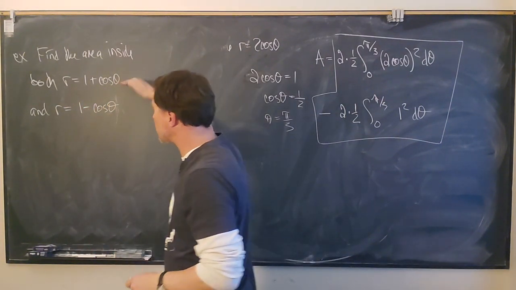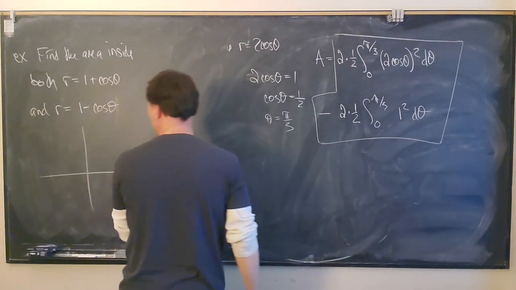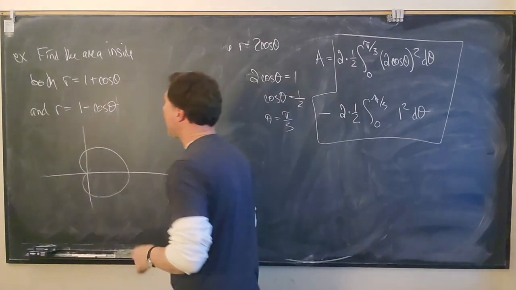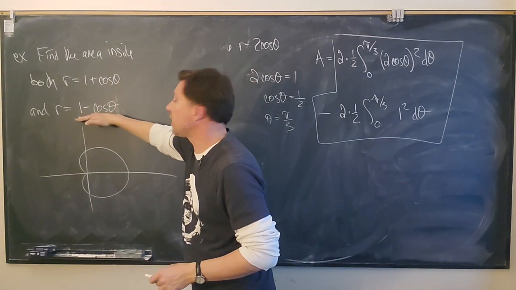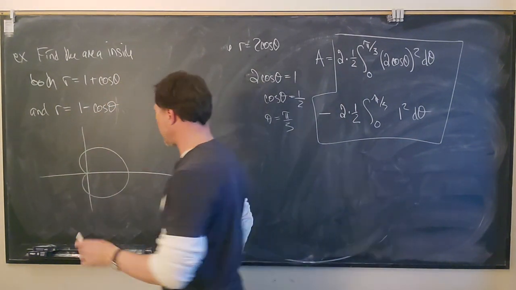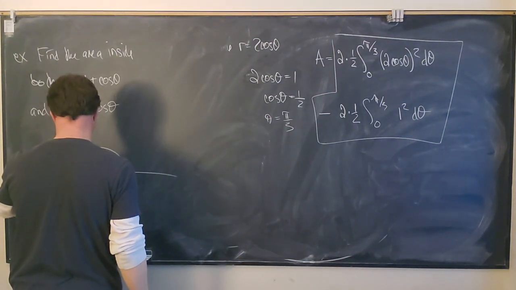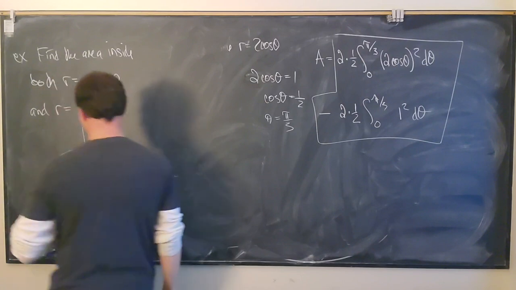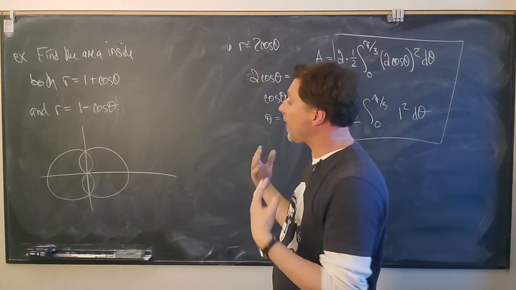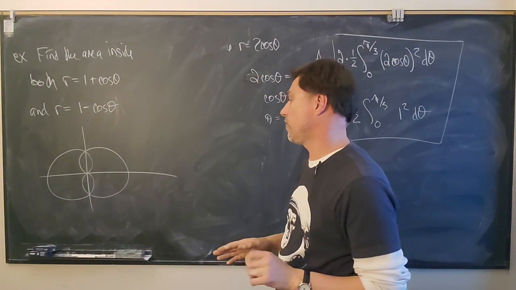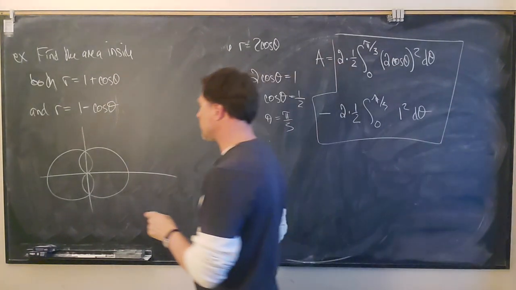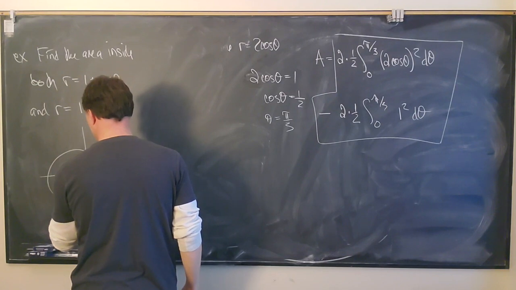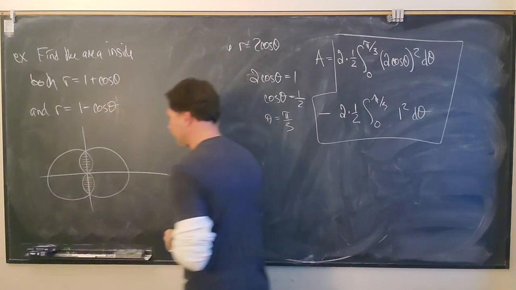Now, we've seen this one right here, r equals 1 plus cosine theta. That's the cardioid that goes like that. And you can check, this one's fairly easy to see. It's a cardioid that opens in the opposite direction. So it's just another heart like that. And so now we want the area that stays inside both of them, which means that we want this stuff together with that stuff.